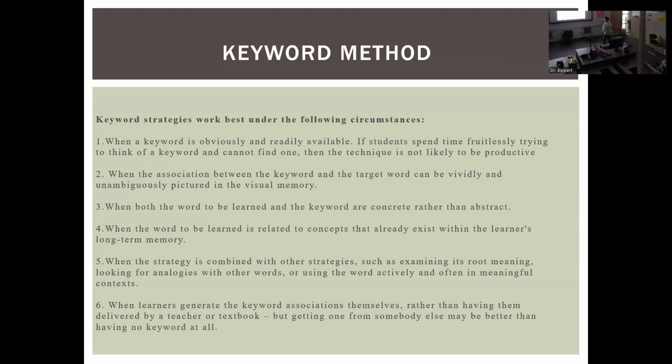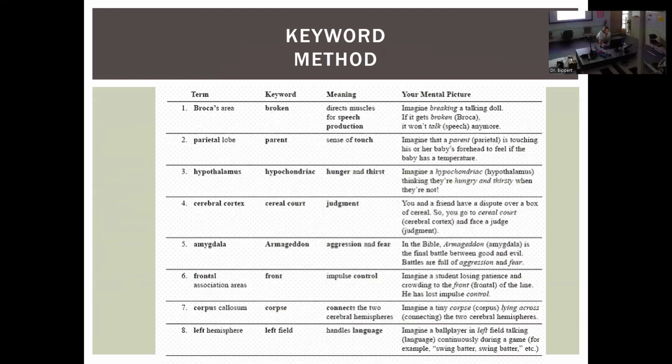All right, so here's some examples. Keyword strategies work best under these conditions. When the keyword is obvious and readily available. When the association between the keyword and the target word can be vividly and unambiguously pictured in the mind. When both the word to be learned and the keyword are concrete, rather than abstract. Okay. So there's lots of ways you can use it. I had fun with some of my students, and I'll show you an example of that in a minute.